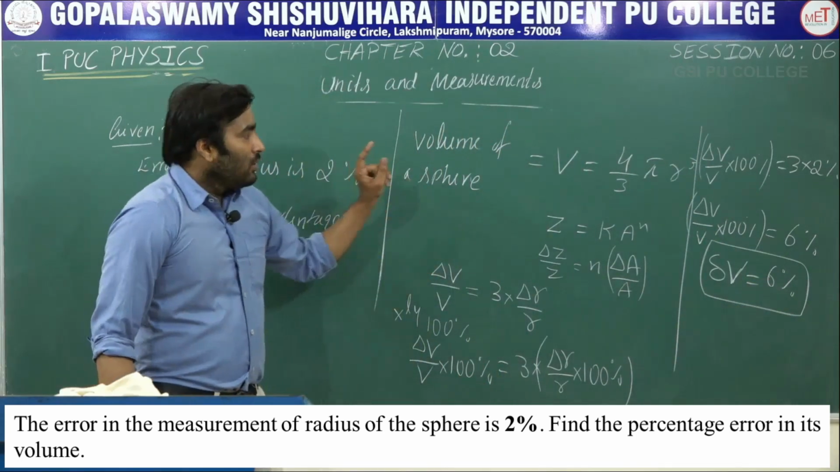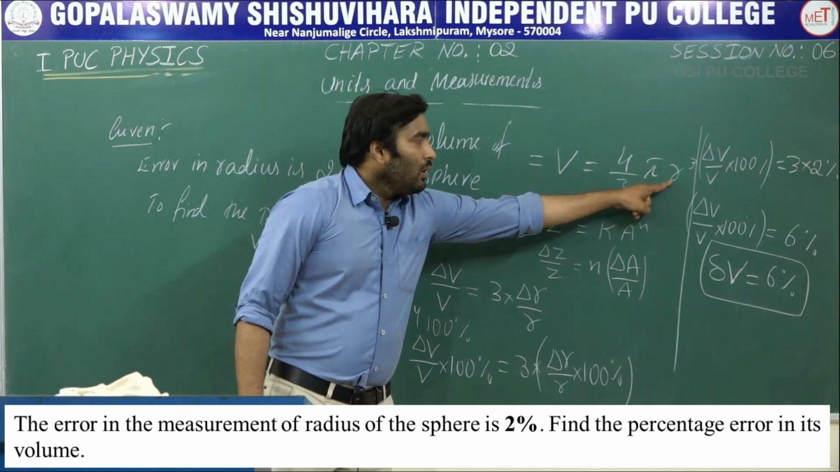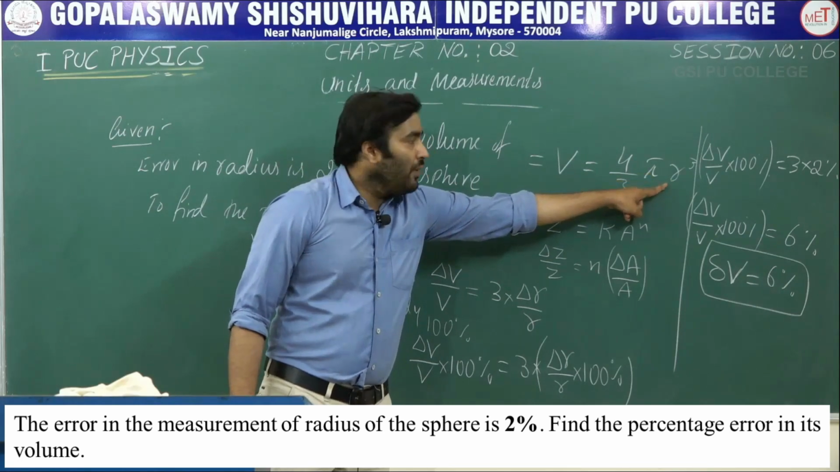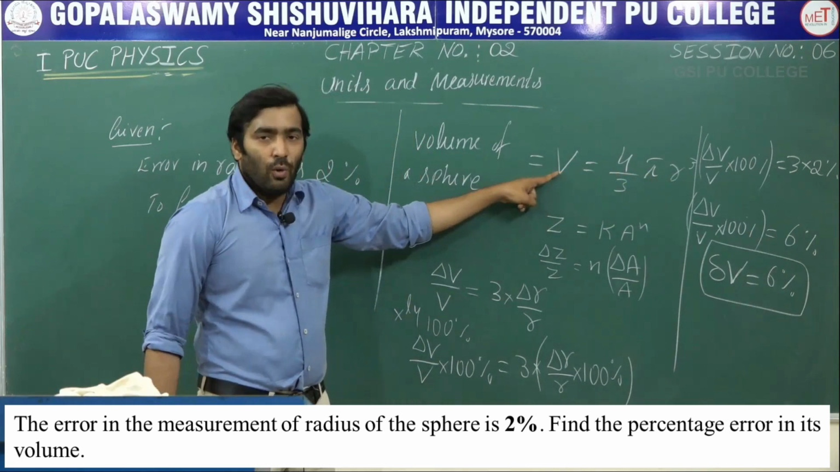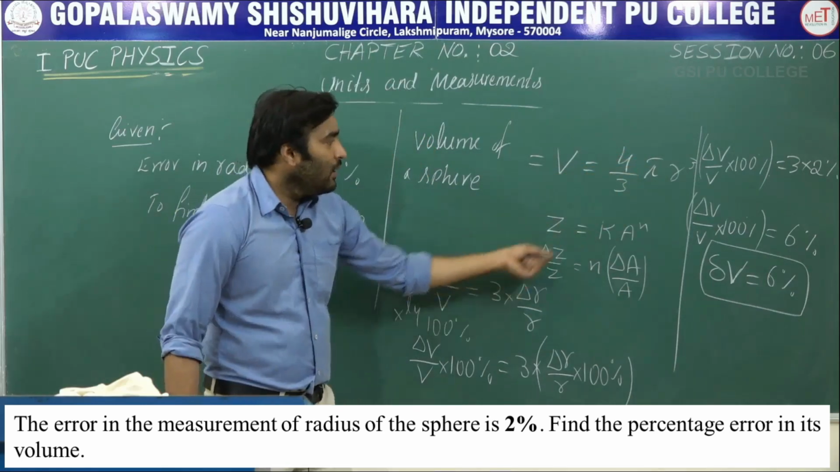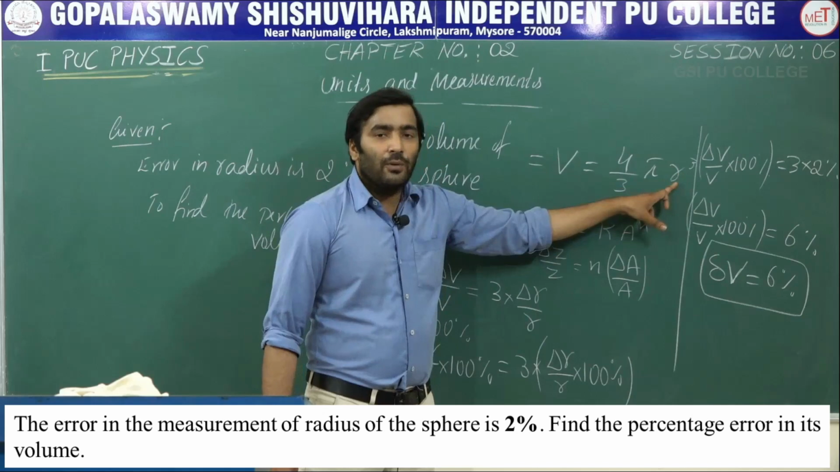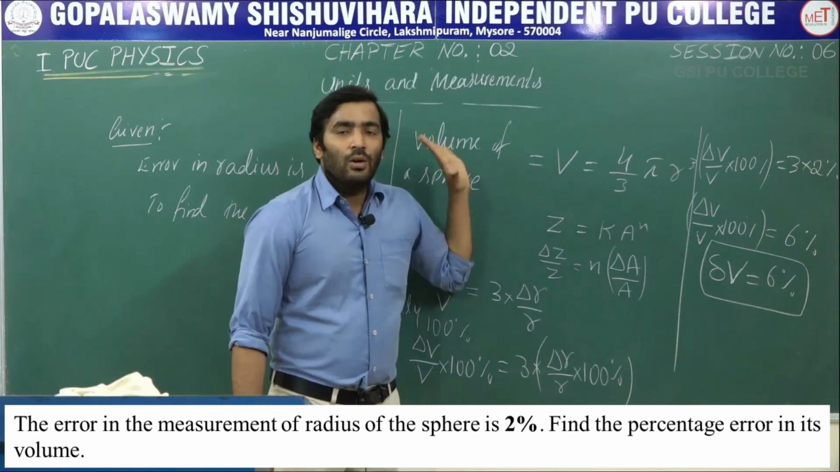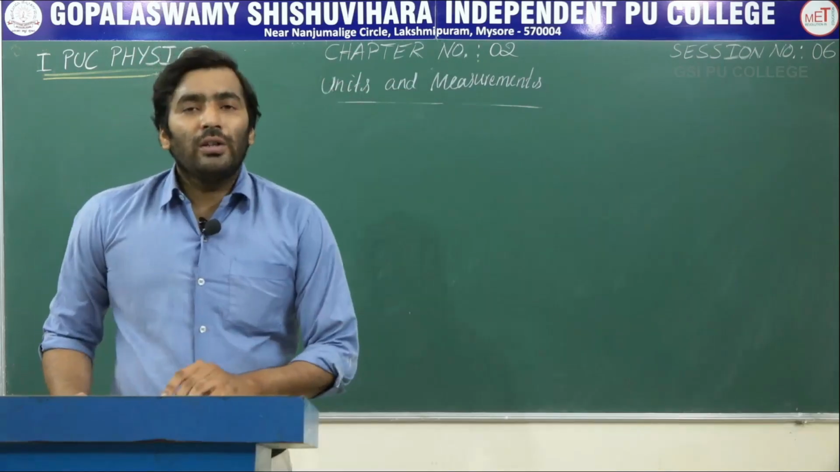Here they have given the percentage error in radius, so we need to find the percentage error in its volume. This constant has to be left out. You should just multiply the power into the relative error of that quantity to get the final result. Now we will move on to the next problem.